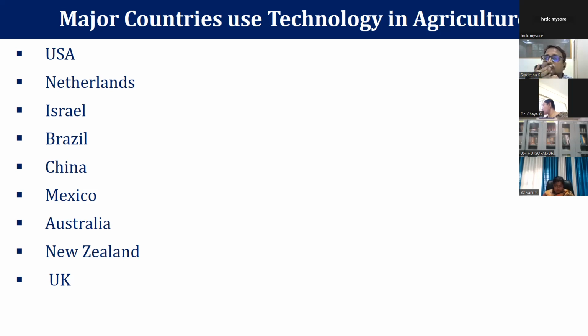And after that, Brazil, and next China. Population-wise, China has a much larger population compared to us, and area-wise also, compared to India, it has a huge area, and they are utilizing so many technologies. If I see papers on precision agriculture, out of 10 papers, around 3 to 4 are from China itself. Next is Mexico, and after that Australia and New Zealand. Even Australia is developing harvesting vehicles and other things. And New Zealand and the UK. These are the major countries.